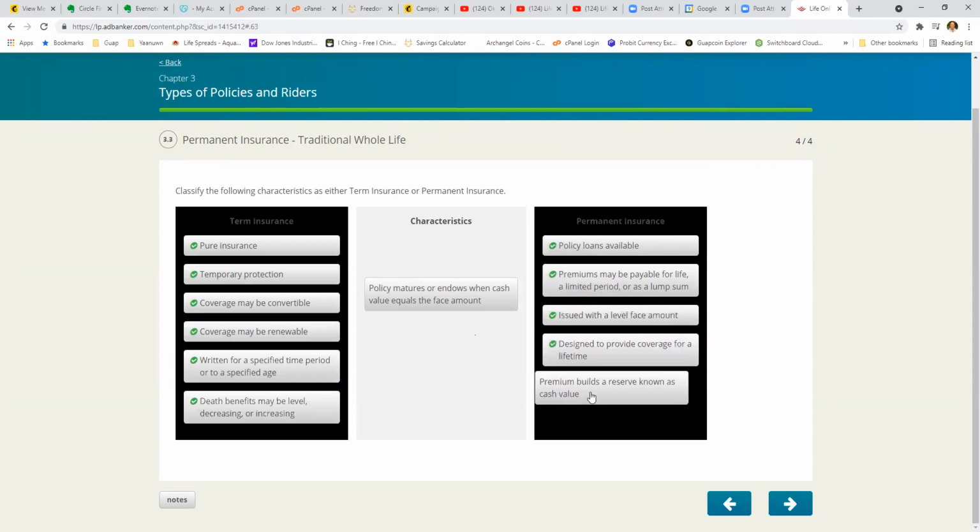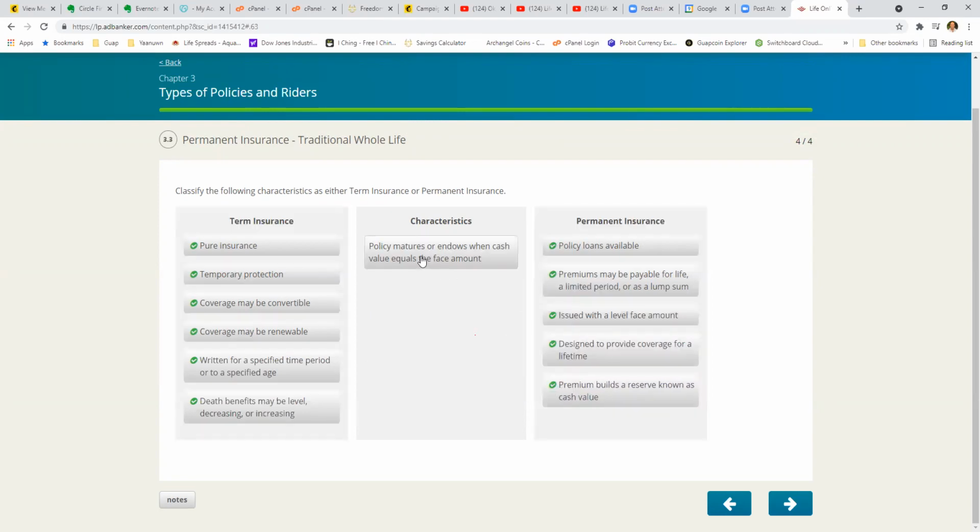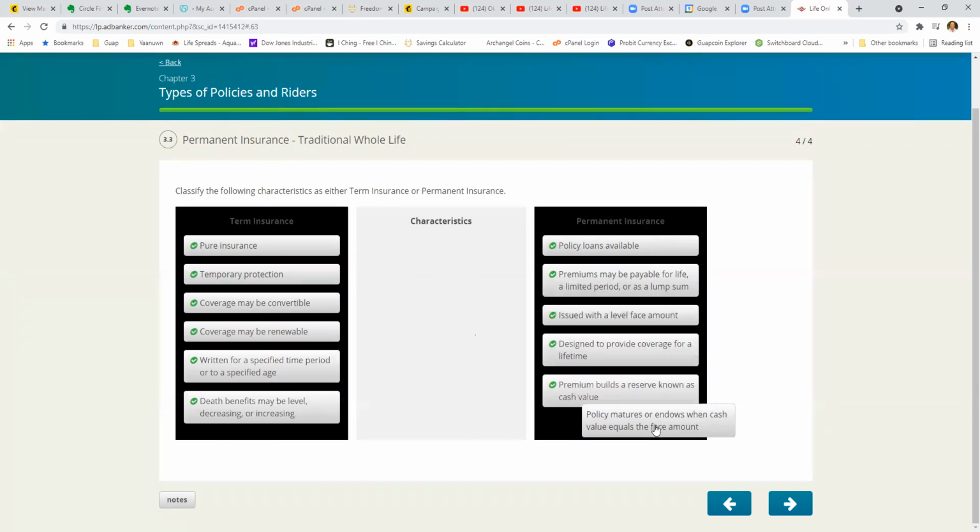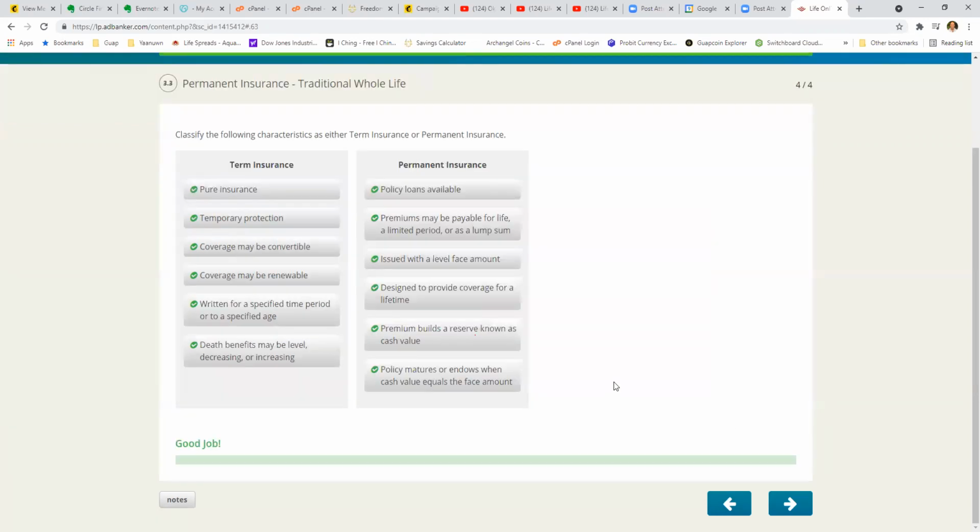We know that's not term. Policy matures or endows. And we immediately know that's permanent. When cash value, we know that's permanent, equals the face amount. We know that's permanent. Boom, great job.